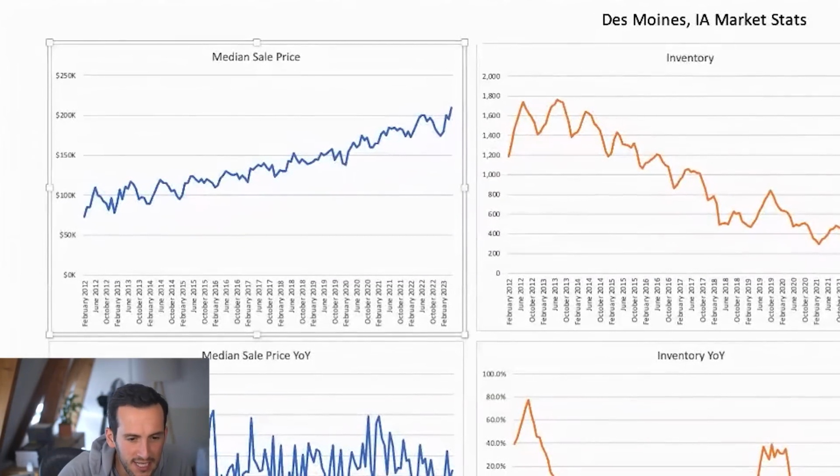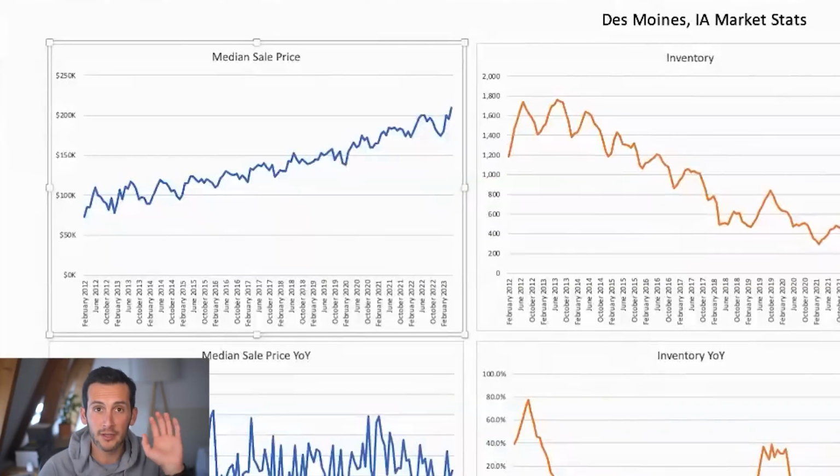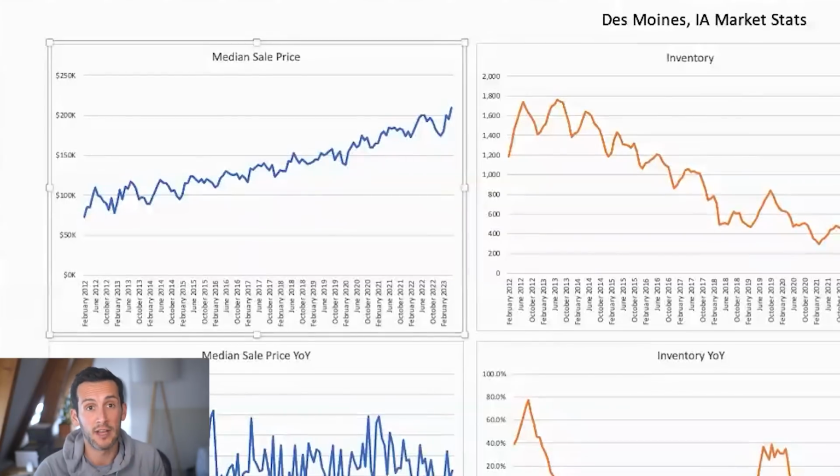And what you can see here is that in the last quarter of 2022, it did go into a correction. So prices went negative in Des Moines for a couple of months, but it has now bounced back. And over the last few months, we've seen about 5% appreciation, which is pretty strong. So overall, Des Moines, price-wise, had a little correction. Now it's looking like it's found its footing. It's not booming, but it seems to be stabilizing at least a little bit.